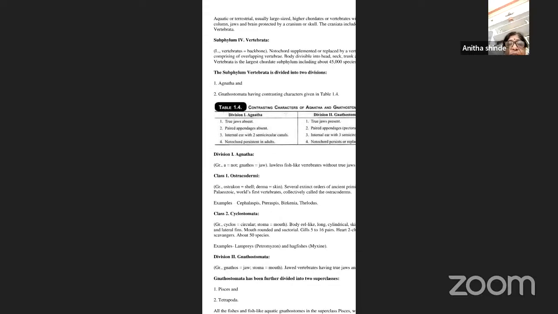Okay. Now coming to the vertebrata. When we talk about the vertebrata, group B craniata. Now coming to group B craniata. Craniata includes, as I have told you, all the higher vertebrates.